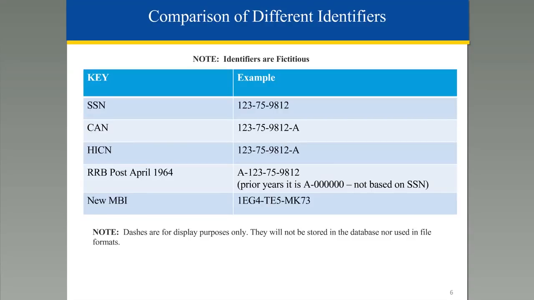So let's talk a little bit more about these identifiers. What identifiers are changing and what identifiers per se. The Social Security number will not change. If you do business with a Social Security number, if you collect it, transmit it, and it's just the 9 digits, nothing will change.